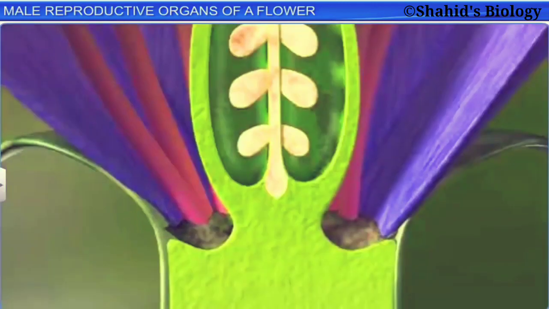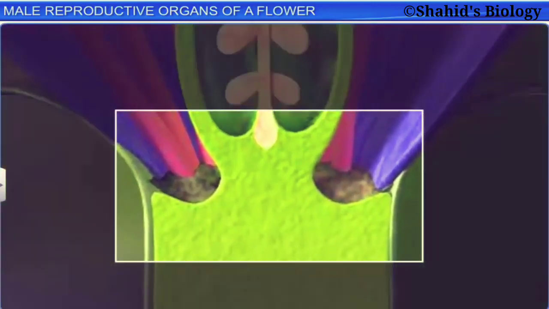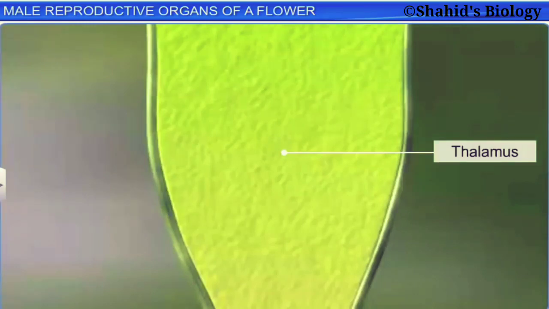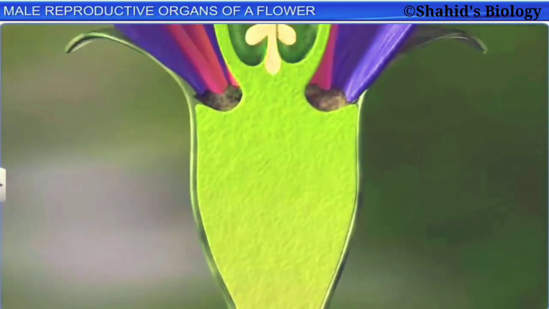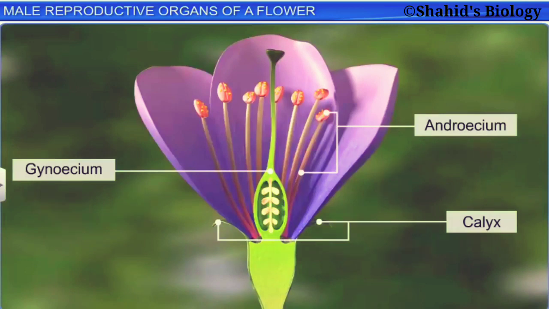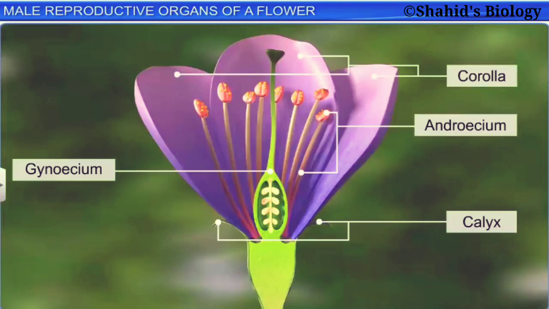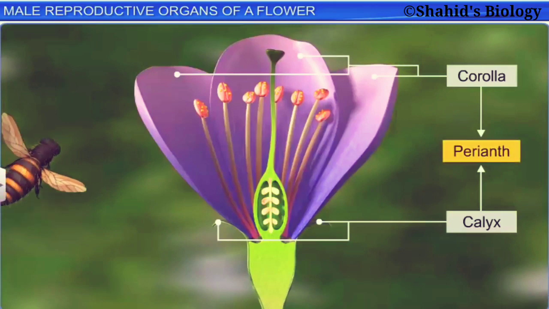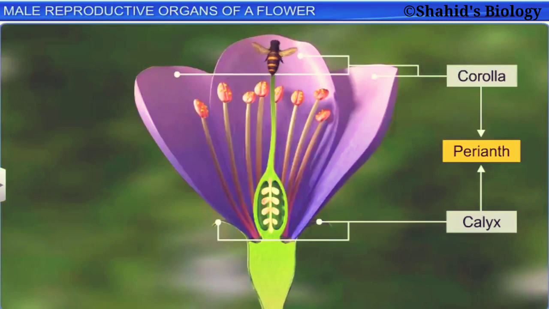From these nodes arise 4 modified leaf-like structures called whorls, which are arranged on the swollen end of a stalk called the thalamus. The whorls include the androecium, gynoecium, calyx that consists of sepals, and lastly, the corolla, comprising the petals. The calyx and corolla, referred to as the perianth, are bright and colorful to attract insect pollinators.